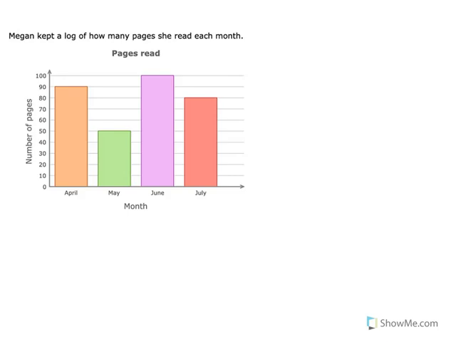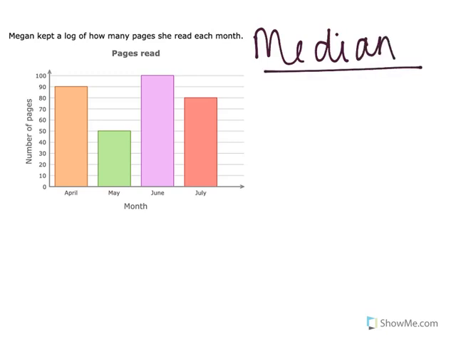Today we are going to look at different data displays to find the median of those data displays. This first one, we are looking at a bar graph.